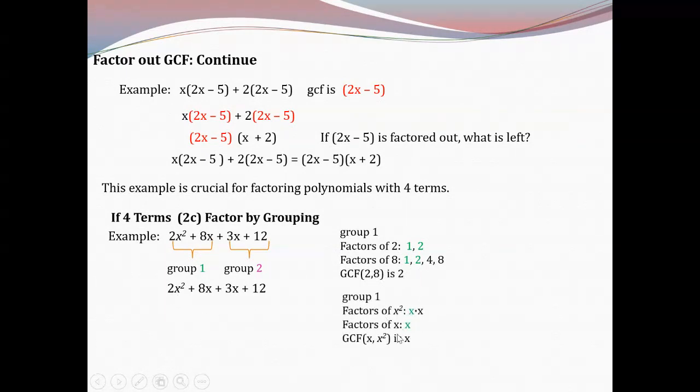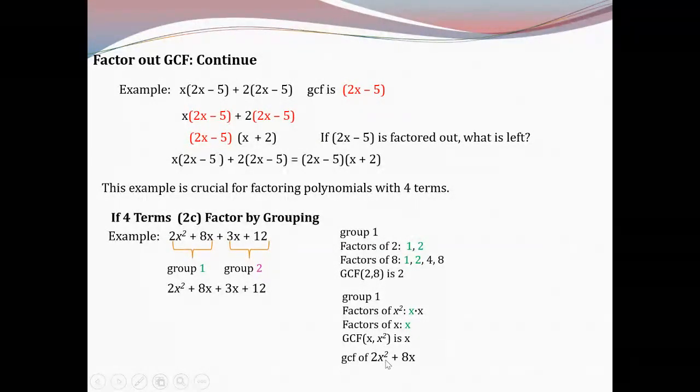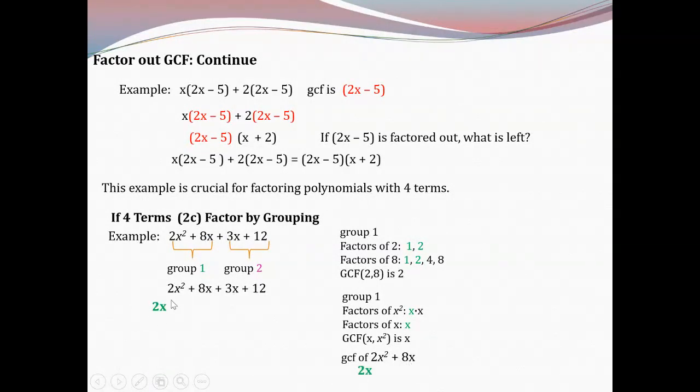Okay, now for the variables, right? We have x squared and x. So remember, guys, if they both have the same variable, it's going to be the variable with the smallest degree, which is x. So the GCF of 2x squared plus 8x is going to be 2x. Okay, so if you factor 2x out, what's left? X plus 4. And you can always check your work by doing the distributive property. For example, if you multiply 2x times x, it's going to give you 2x squared. If you multiply 2x times 4, it's going to give you a positive 8x. So I know I'm on the right track.